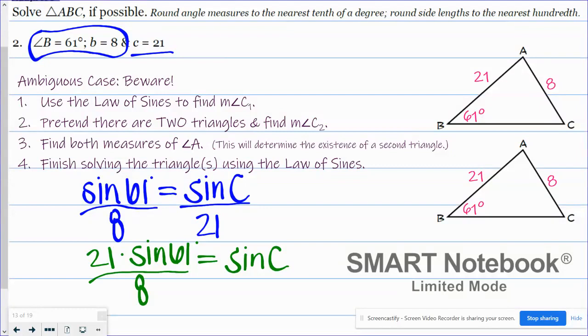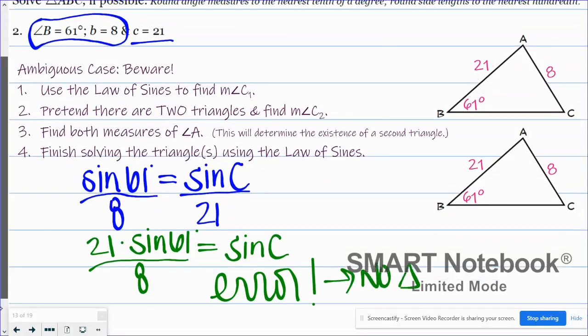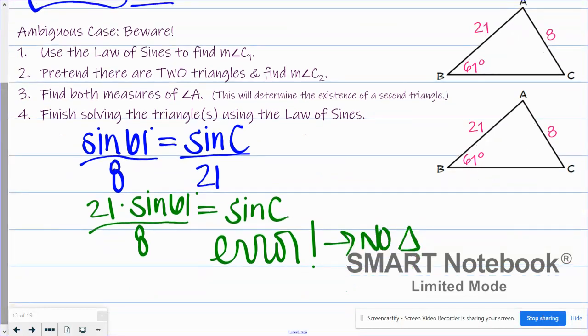So I got 21 times sine of 61 divided by 8. And now I'm doing the inverse sine, so second sine of that answer. Oh no, I got an error message. So what does this mean? This means that there is no triangle. Your calculator will literally tell you when there's no triangle because you'll get an error message when you go to do the inverse sine. So that was simple, right?